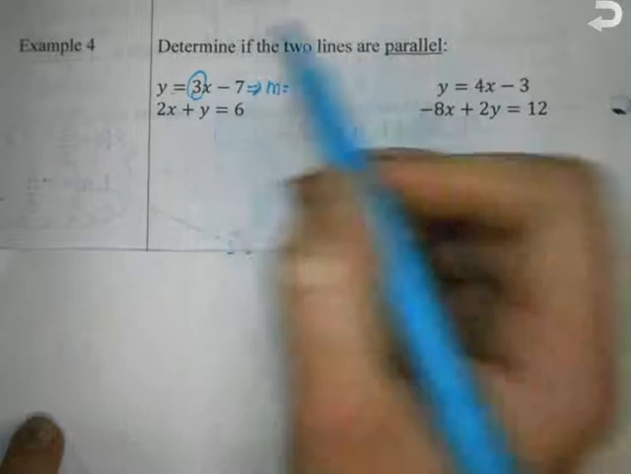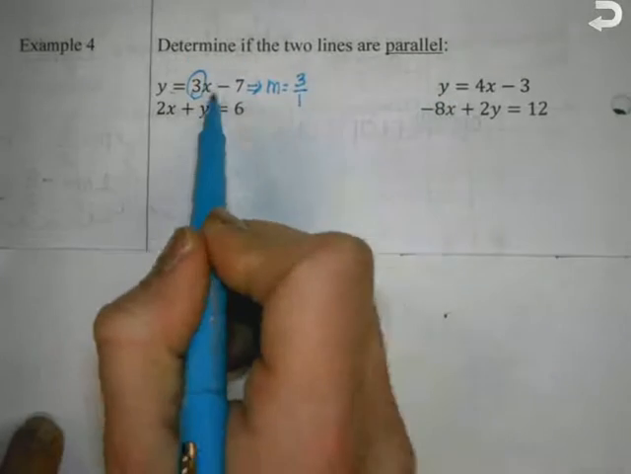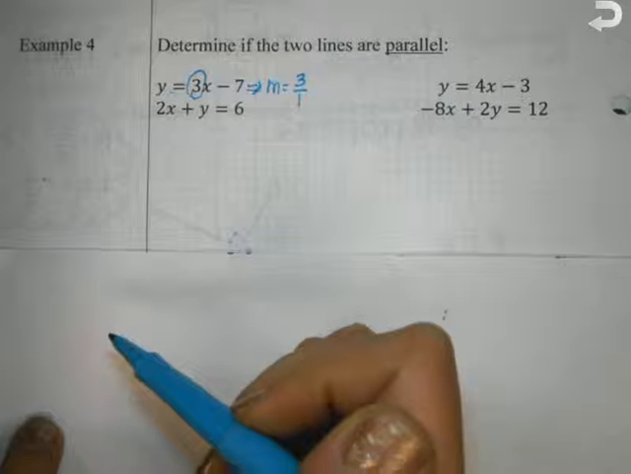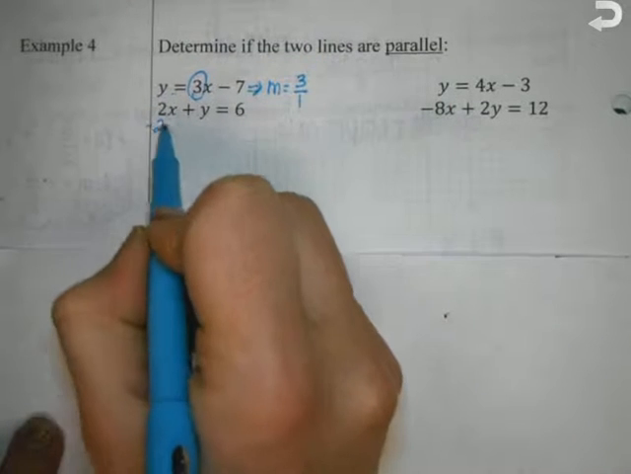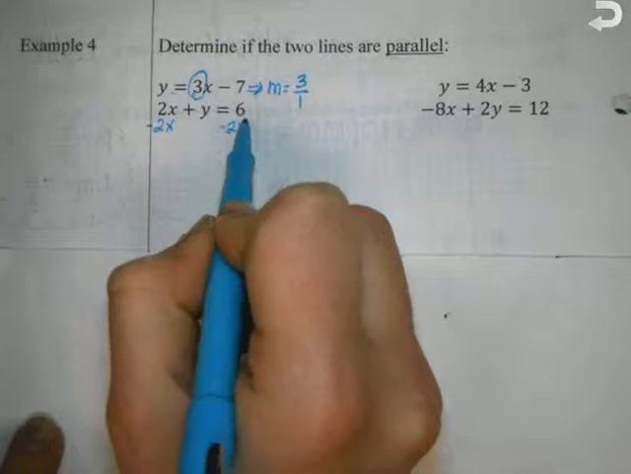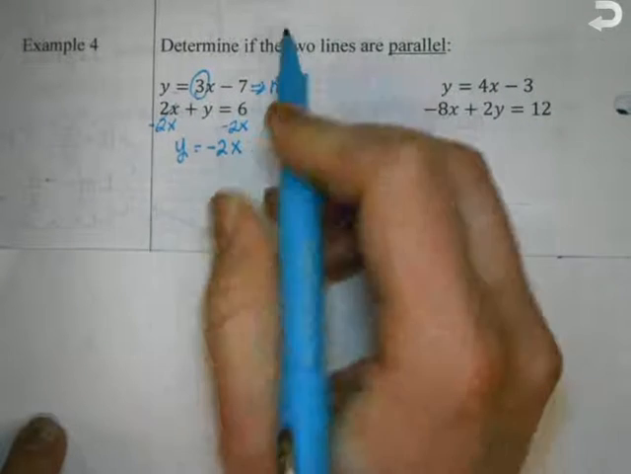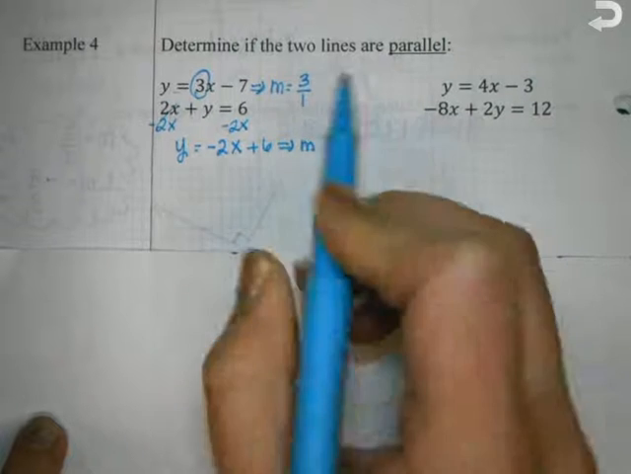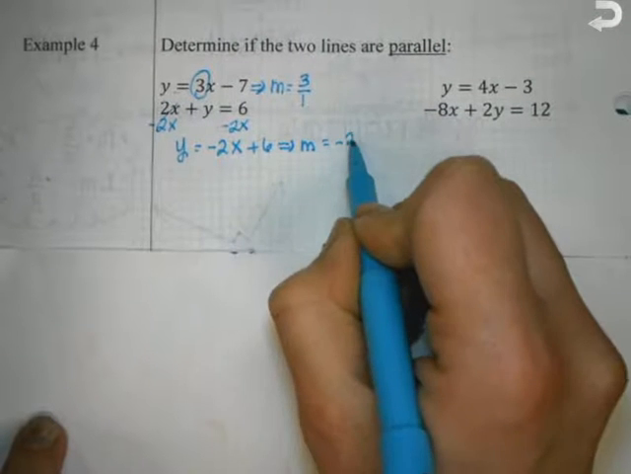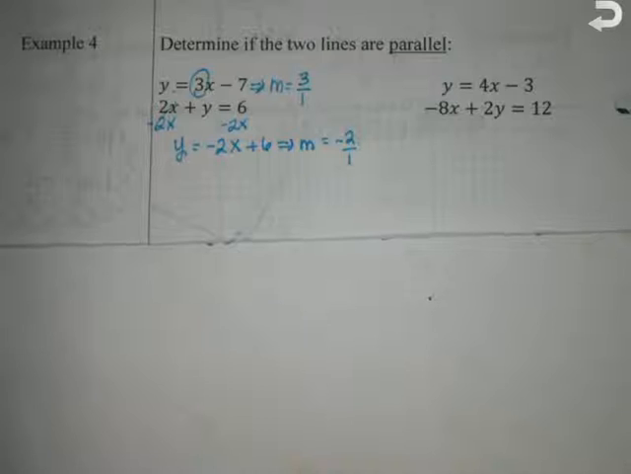So what do I need to do? Subtract 2x. So we get y equals negative 2x plus 6. So what's the slope of that line? Negative 2 over 1. So are these lines parallel? No, they are not. Because the slopes are not the same.